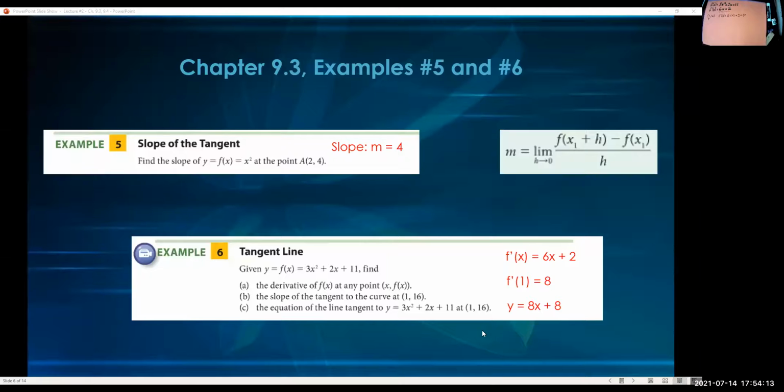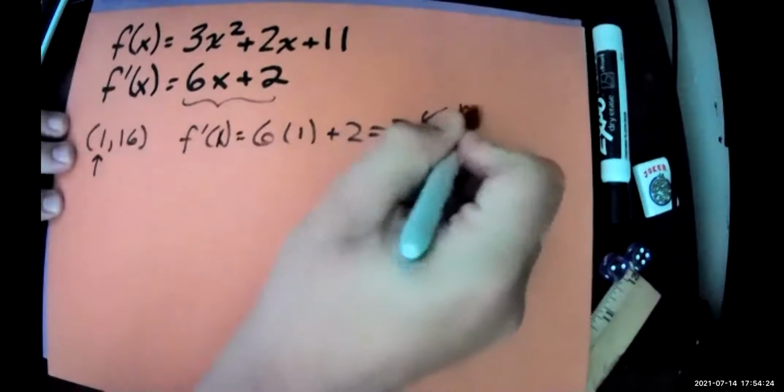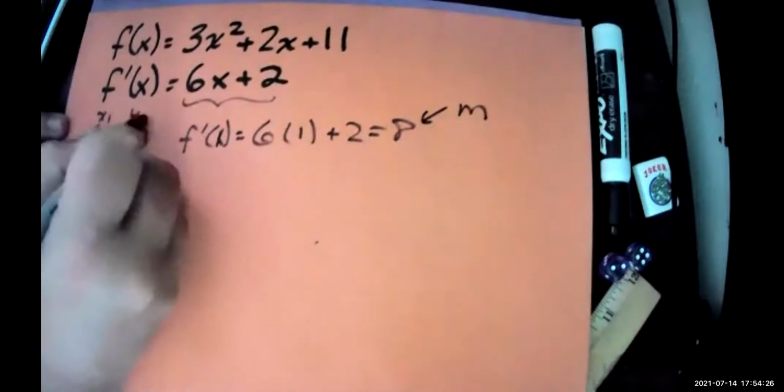And last but not least, we're saying now write the equation of the line tangent at this point. So we have the point and we have the slope. Remember, the slope is the derivative. This right here is the slope. This is x1 and this is y1.